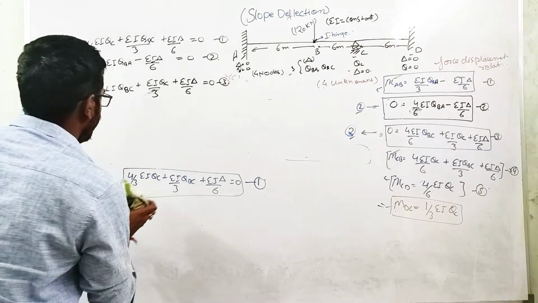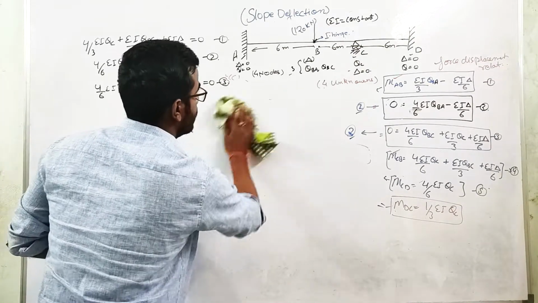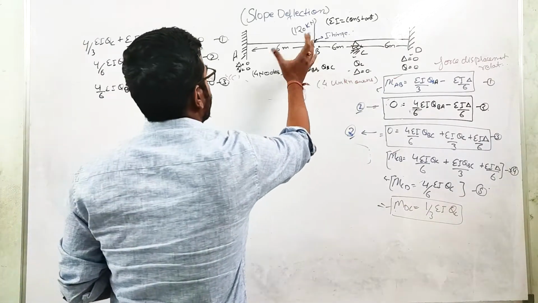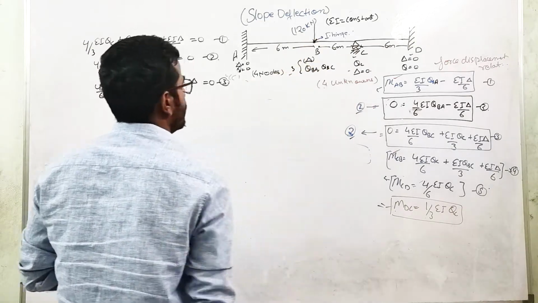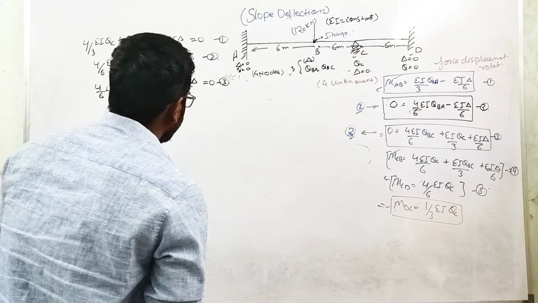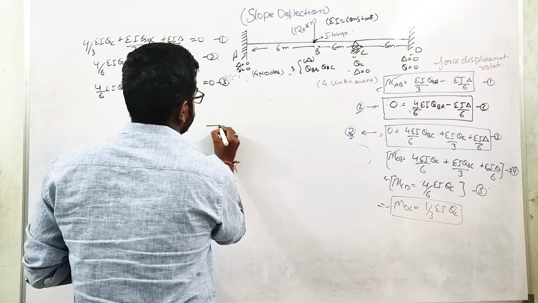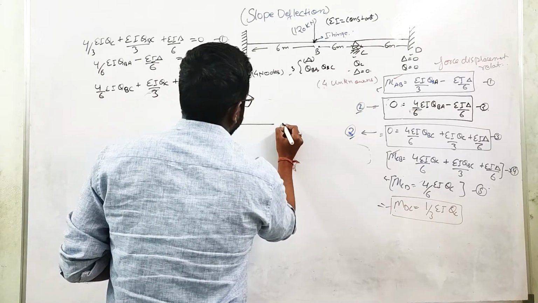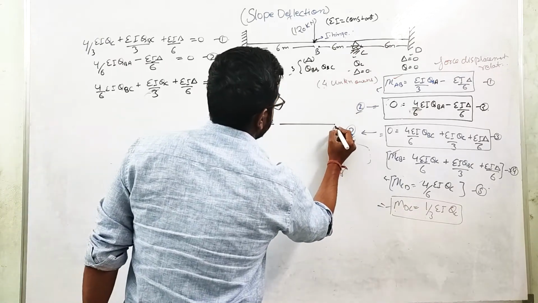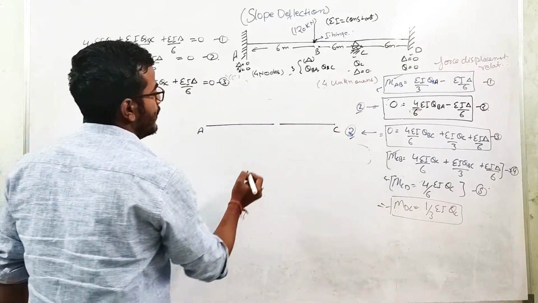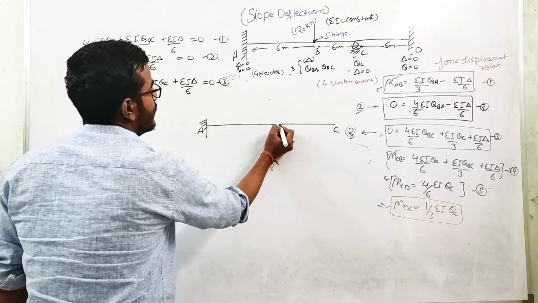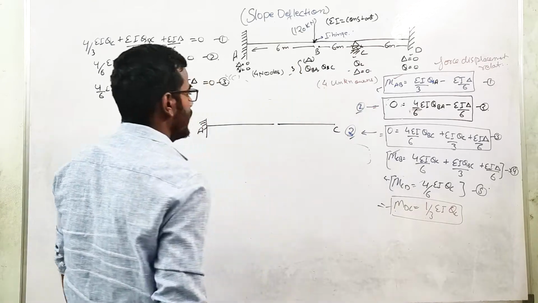So we need to form one more equation, right? So now let us take this 120 kilonewton load into the picture. If I draw the free body diagram of this beam, this is A supporting over here, and this is C over here. And what I did at B, I'm making a cut at B point.